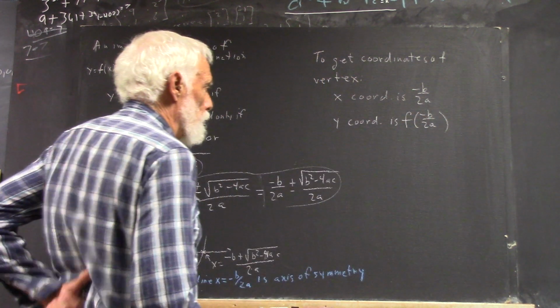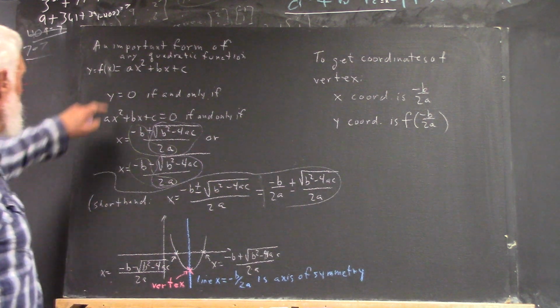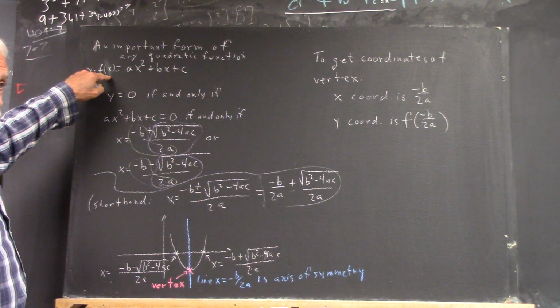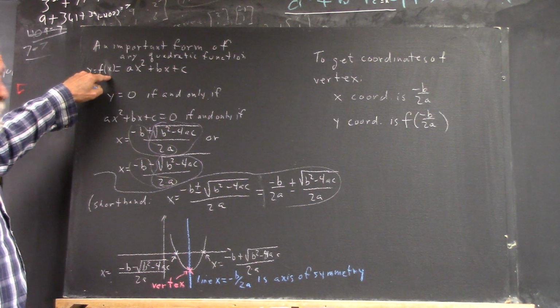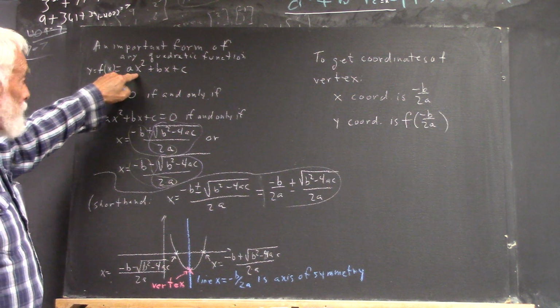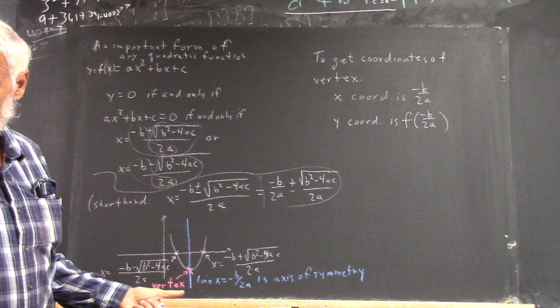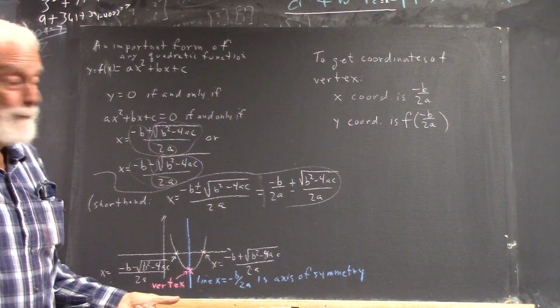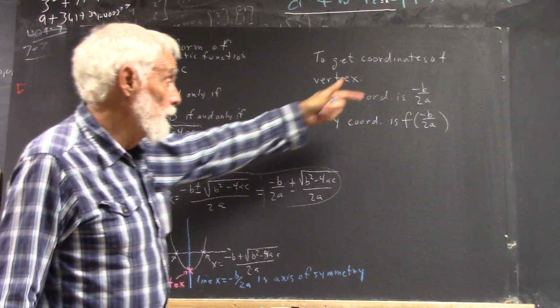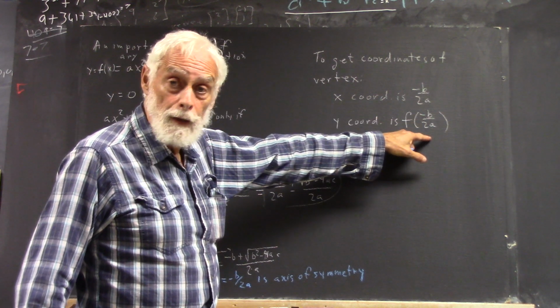All right, the y coordinate is f of negative b over 2a. f of negative b over 2a means x is now negative b over 2a, so x is going to be that, x is going to be that. Of course, that's just going to be a number. Okay? You know, depending on your quadratic function, b is going to have a value, a is going to have a value.